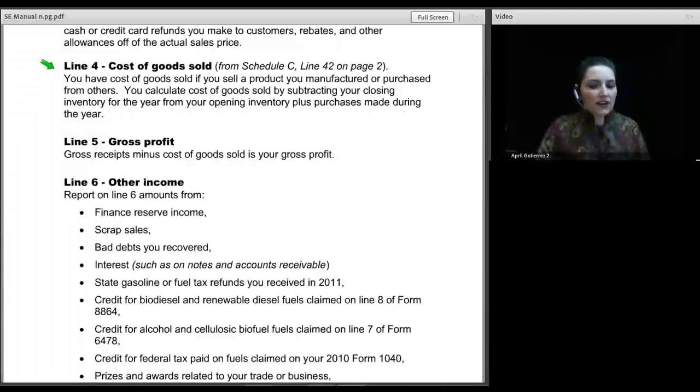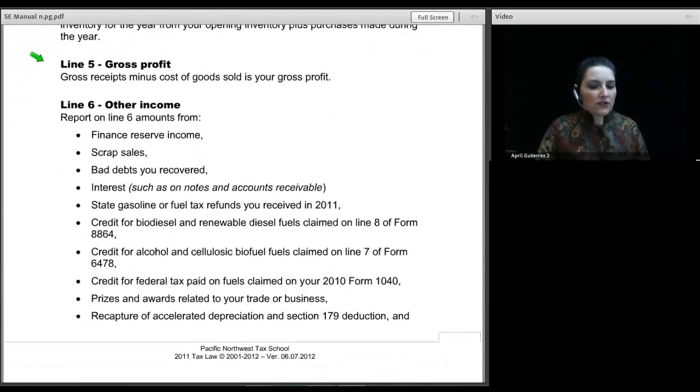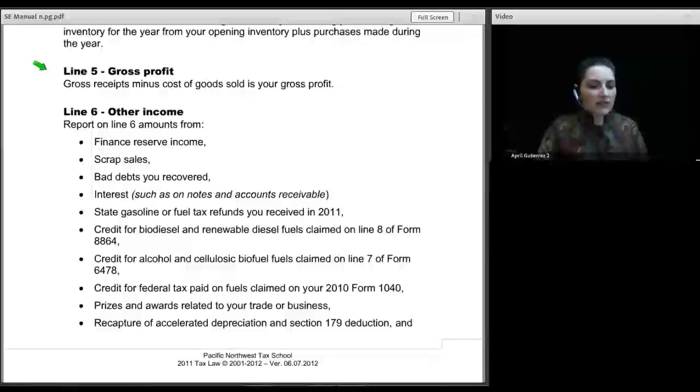You need to figure cost of goods sold on line 42 of page 2. There's a whole section in Part 3 where you figure cost of goods sold, and when you arrive at the final number on line 42, you carry it over and enter it on line 4 on the front page of the Schedule C. On line 5, you figure your gross profit. Essentially, your income minus cost of goods sold is your gross profit, and then you start adding back in other forms of income.